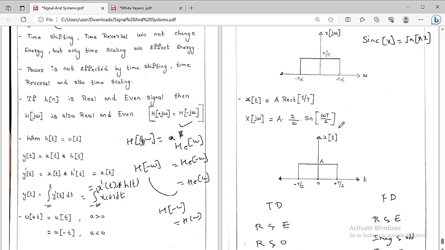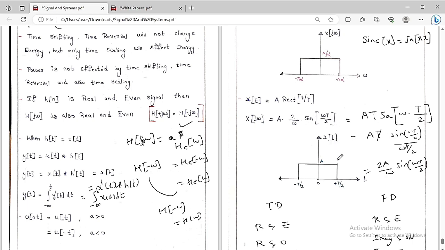The Fourier transform, I already told you, is the area. What is the area? Area is nothing but A into capital T, into sinc of omega into what is the width? It is equal to capital T. And what is the width by 2? Width by 2, right? So AT into sinc of x, where sinc x is equal to sin x by x. So sine of omega T by 2 by omega T by 2. So from this T cancels, we are going to get 2A by omega into sine of omega into T by 2. Same thing we have got.